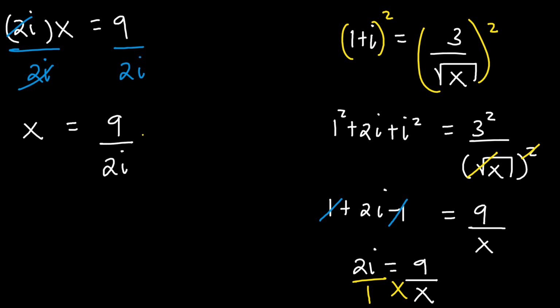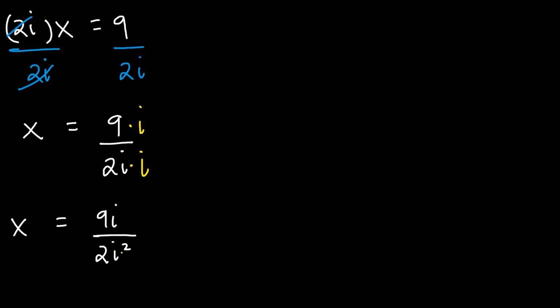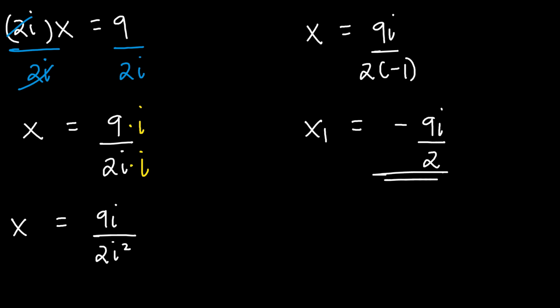And in order to simplify this, let's multiply this by i and also multiply this by i. This will give us x equaling 9i divided by 2 times i to the power of 2. And if you remember, we said that i to the power of 2 is equal to negative 1. So this will become x equaling 9i divided by 2 times negative 1. And so x1 will be equal to negative 9i divided by 2.